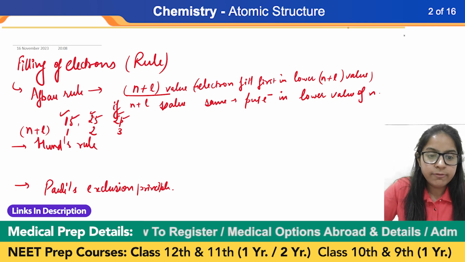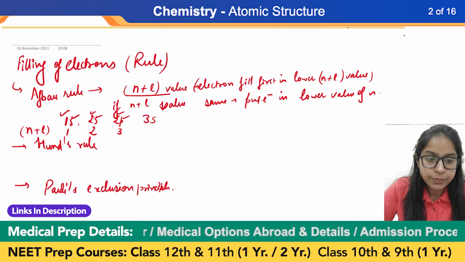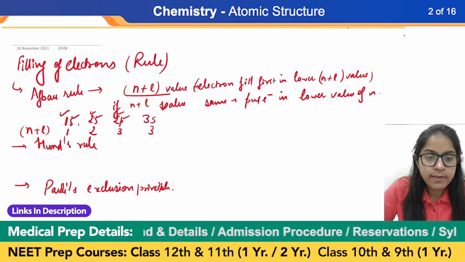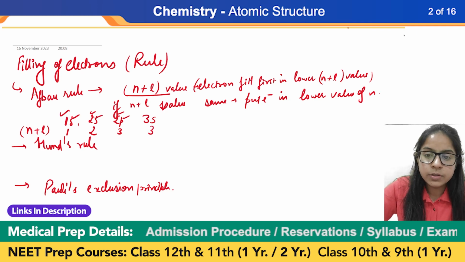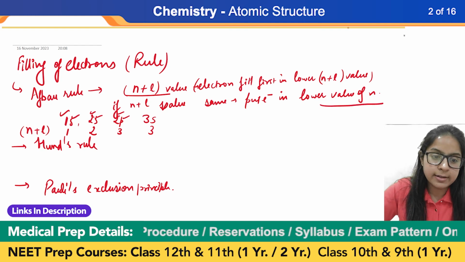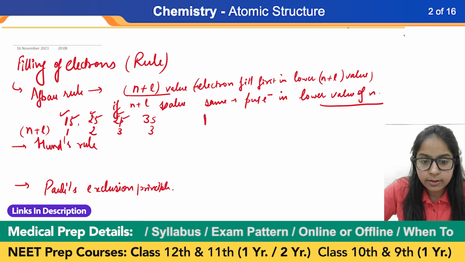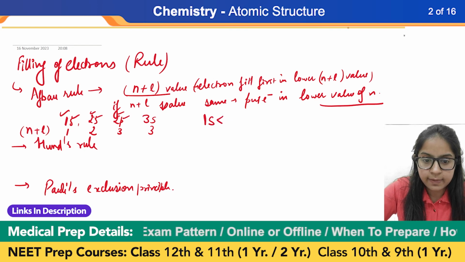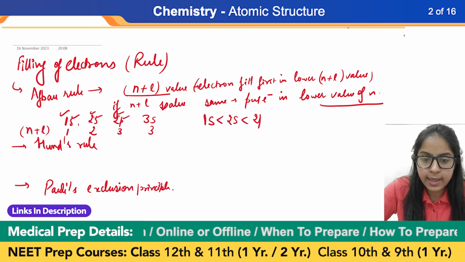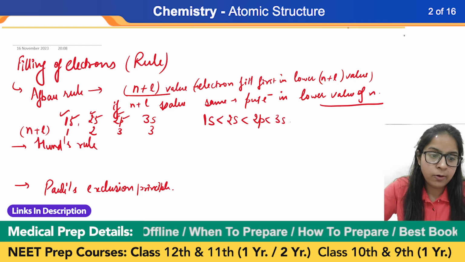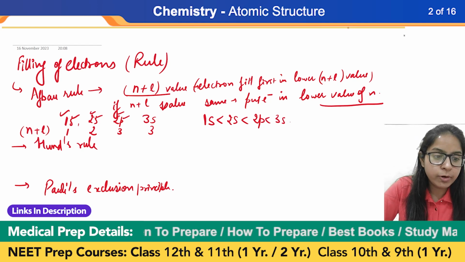Now if I take 3s, again 3 plus 0 is 3. Now the n plus L value here is the same as 2p, so you need to take the lower value of n. So 2p is of lower energy. The electrons fill first in the 1s, then the 2s, then the 2p, and then the 3s. I hope I am clear with the Bohr-Bury rule.